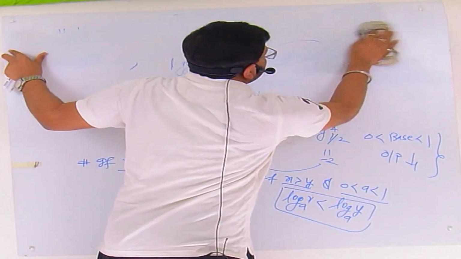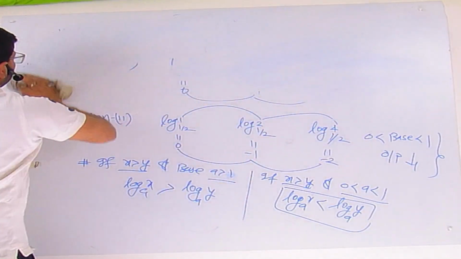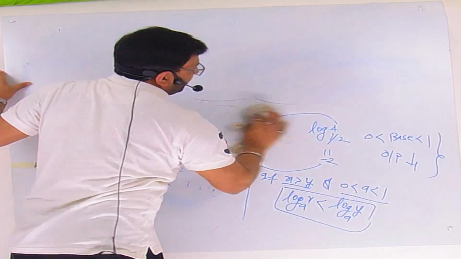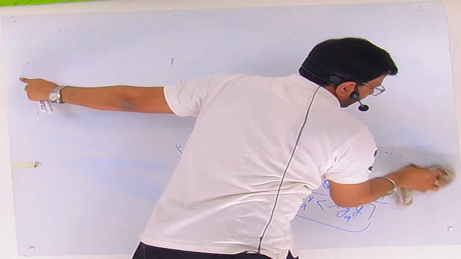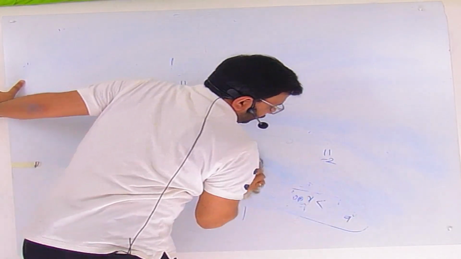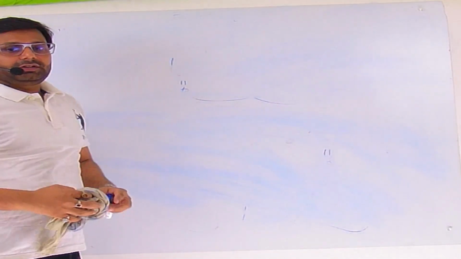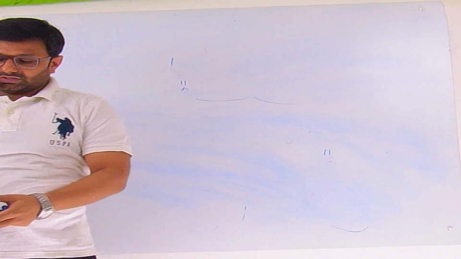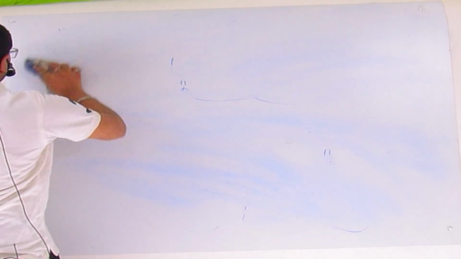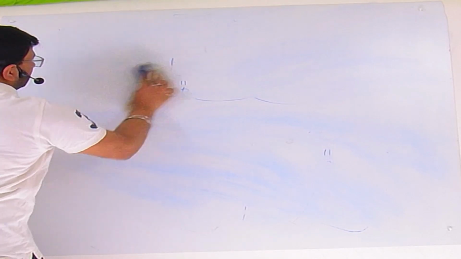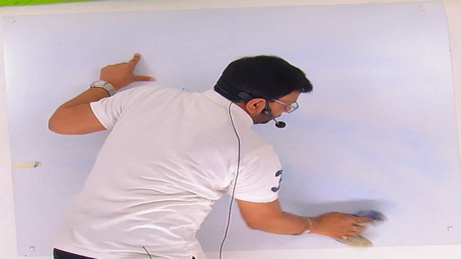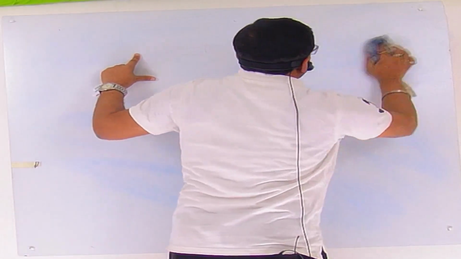If the base is greater than 1, the log function is an increasing function, and if the base is less than 1, the log function is a decreasing function. So while solving a logarithmic inequality, always check the base. These are the things I want to teach you from these two observations. While solving a logarithmic inequality, you must always check the base. Yes or no?